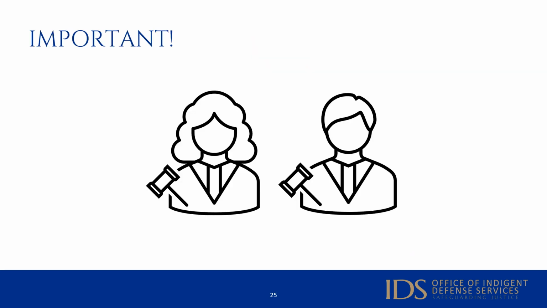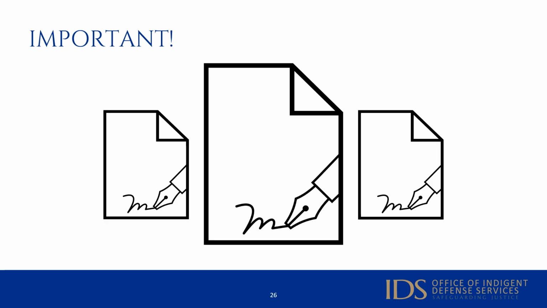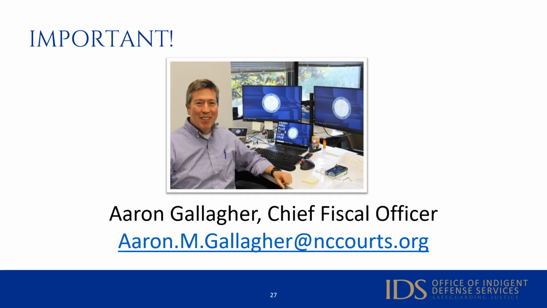It is also important to note that when a county begins using the Oasis invoice system, judges will continue to sign fee applications filed in Odyssey and enter the civil judgments for attorney's fees when appropriate. And while it happens very rarely, attorneys and judges will be asked to email IDS Chief Fiscal Officer Aaron Gallagher immediately if they learn of any reduction in the amount of a fee award.